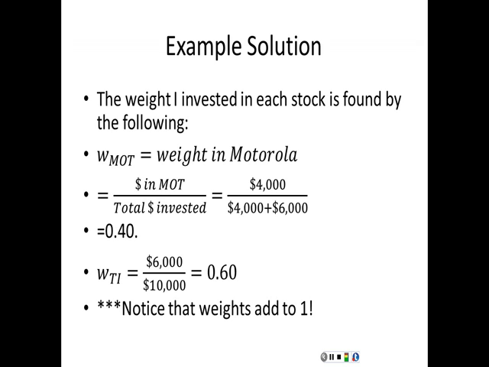We could do the same thing for TI. Notice it would be $6,000 divided by the total we invested of $10,000, so 60%. And of course, notice that the weights add to 1. So in other words, I'm accounting for every dollar that we've invested.